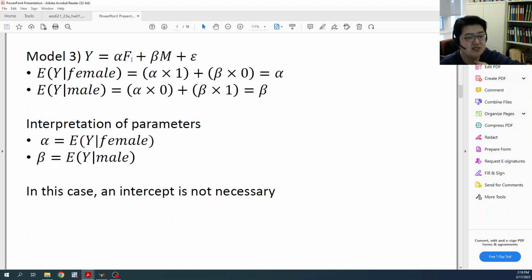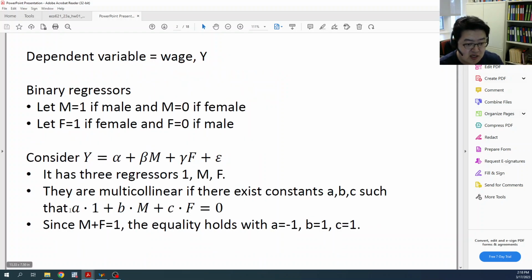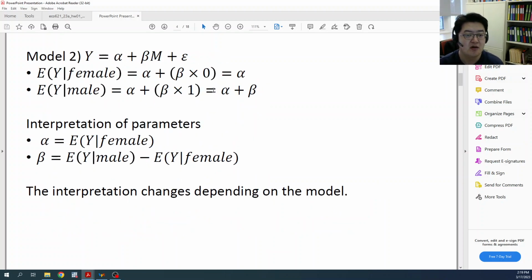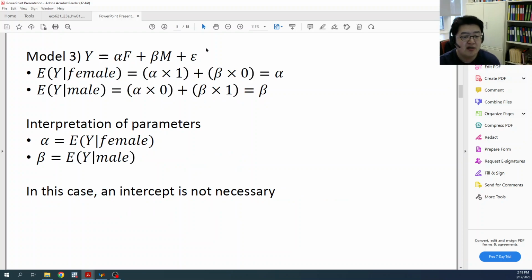Model 3. This is interesting. Rather, you may drop the intercept. You can drop the intercept and keep two dummy variables. This is also possible. When you drop the intercept, they are not multicollinear anymore, because multicollinearity is possible only when you have 1 here. So it is not 0, but 1. Without this part, M and F cannot make 0, right? So this is also working. In this case, it's more simple. So alpha captures the female average, beta captures the male average.